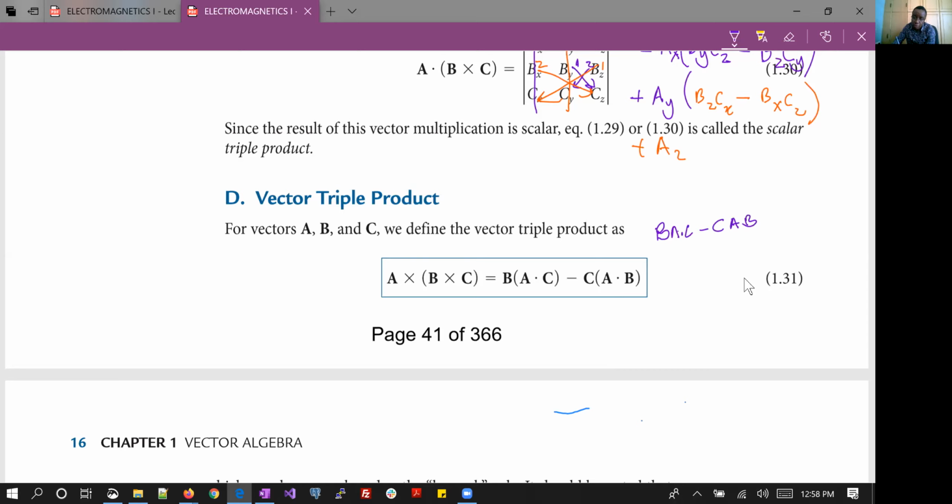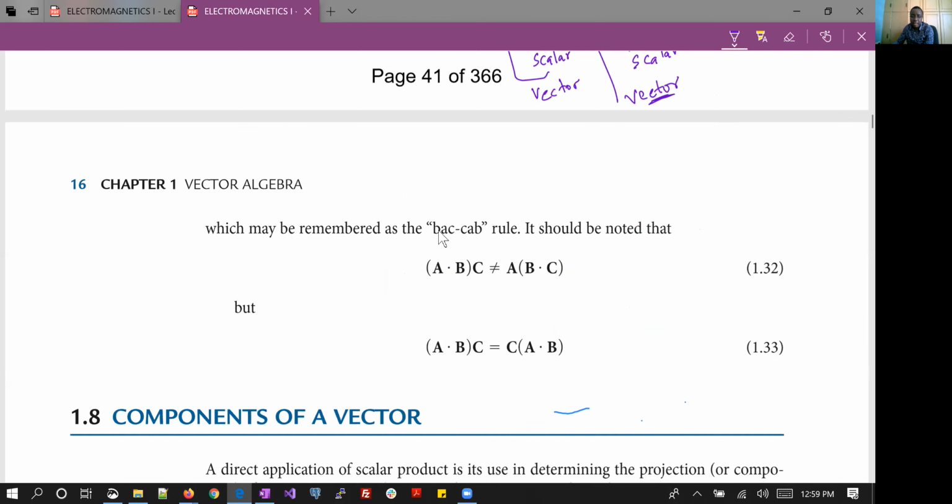Because remember, the output of this bracket is what? The output of this one is a scalar. So scalar times a vector becomes a what? A vector, isn't it? Say yes. And this is a scalar again inside the bracket, and the outside is a vector. So when you multiply a vector with a scalar, the output becomes a vector. And therefore, the output of this vector product is a vector. And you're saying that it may be remembered as a backup rule.